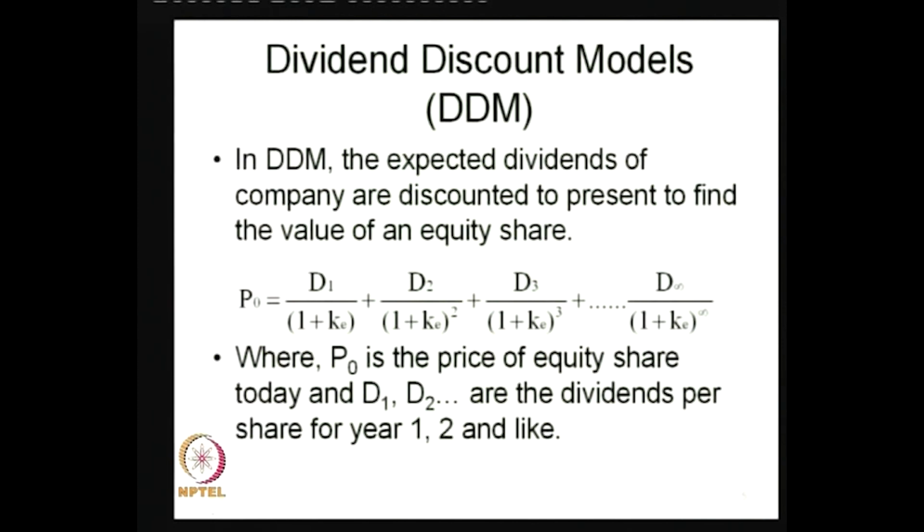So, in this case what is happening? Price P0 is today's price, the price of the equity share today, and it is nothing but D1, D2, the dividends per share for years 1 and 2 and so on. One has to typically estimate dividends up to the infinite stage, because equity investment is going to be there for a very considerable long period of time. There is no time limit; it is actually a perpetual investment by the equity shareholder.